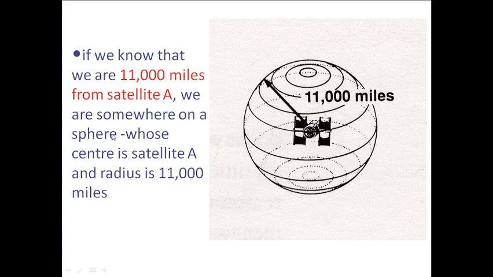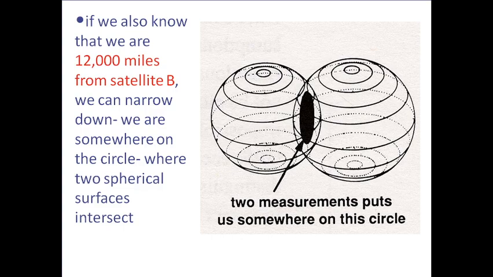My location is not fixed. I can be anywhere on the surface of the sphere with center as satellite A and radius as 11,000 miles. So what do I do again? Just as in the two-dimensional example, I will choose another satellite, the second satellite, and I will call it satellite B. I'm already at a distance of 11,000 miles from satellite A, and at the same time, I am at a distance of 12,000 miles from satellite B. So I will have two different spheres whose centers are two different satellites, and these two spheres will be intersecting. So that intersection will be a circle. You just imagine two spheres when they are intersecting, that will form a circle.